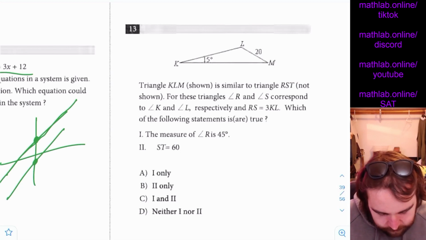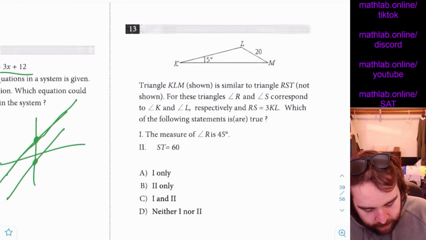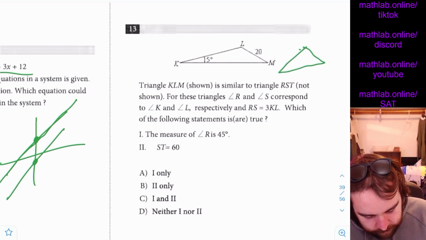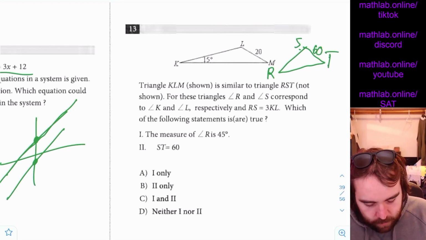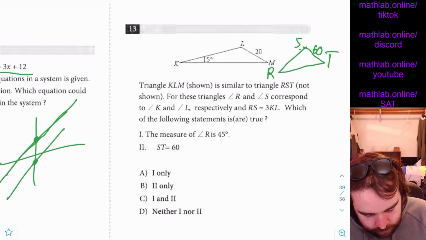So let's draw this out. Triangle KLM, which is shown, is similar to triangle RST. So we go KLM, we should go RST. So this is 60, because RS is 3 times KL, so 3 times bigger. So that's 60. This is still 15 degrees.